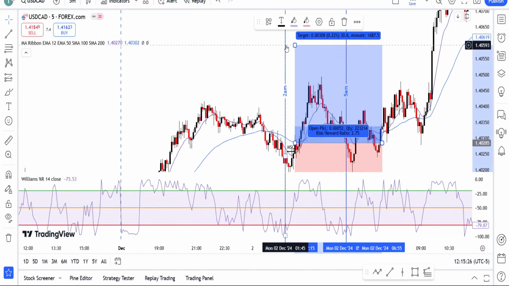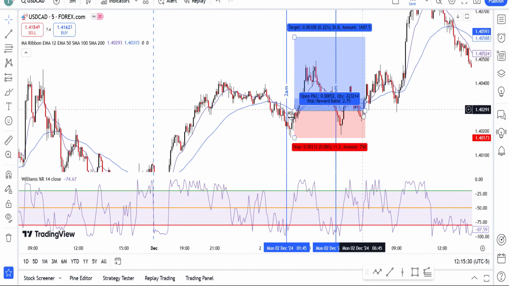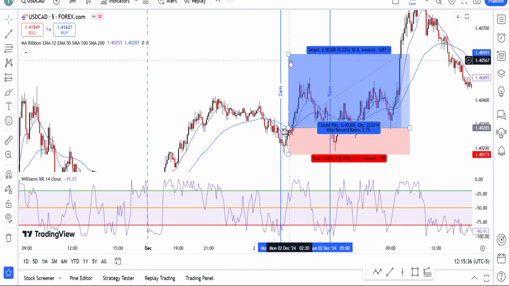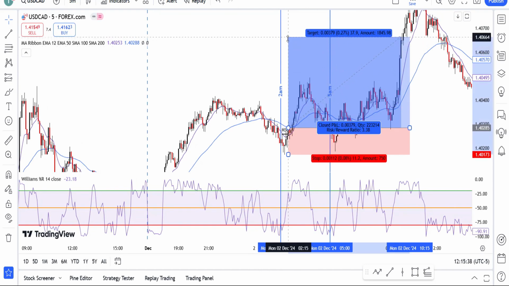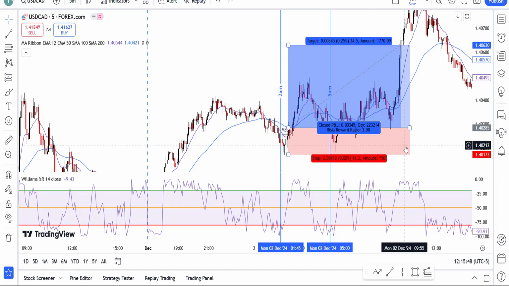Notice how the price doesn't immediately shoot up to hit our target. Instead, it consolidates for about 4 hours before finally starting to move in our favor. This is where patience comes in. Even though the setup is valid, the market doesn't always reach the reward quickly. Trust your analysis, follow your plan, and avoid the temptation to close the trade early just because it's taking time.